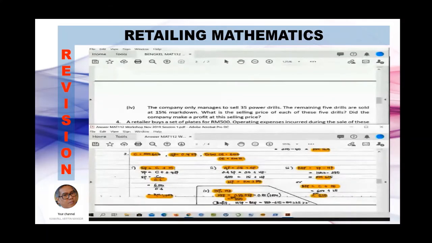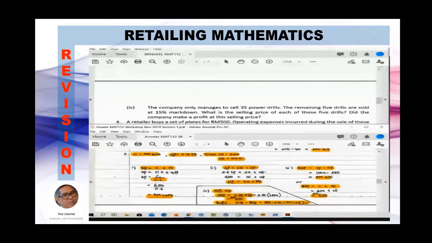Sebab kalau diperhatikan dekat sini, dia punya new selling price minus the break even price adalah sama juga dengan RM235, iaitu masih lagi lebih besar daripada kosong, masih lagi bernilai positif. So apabila kita ambil the selling price minus the break even price and you get the value to be a positive answer, so that means you still gain profit. Tapi kalau you dapat kosong, dia jadi break even. Dan kalau dia kurang daripada kosong, negatif, maka kita akan kerugian, loss.